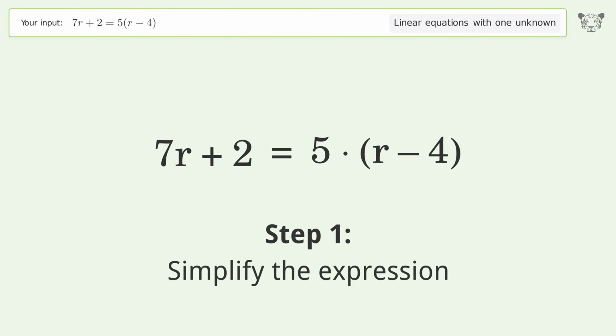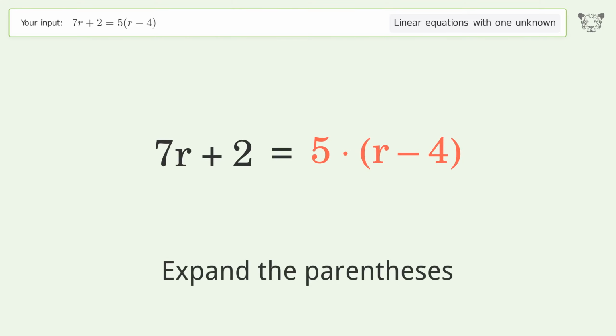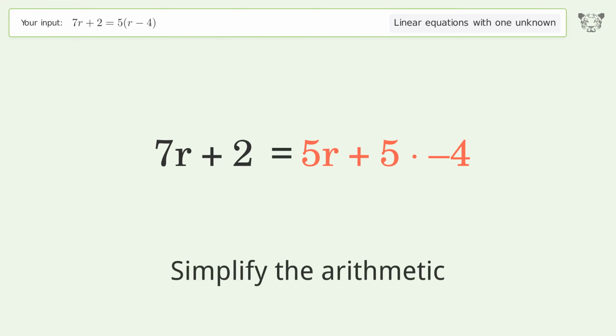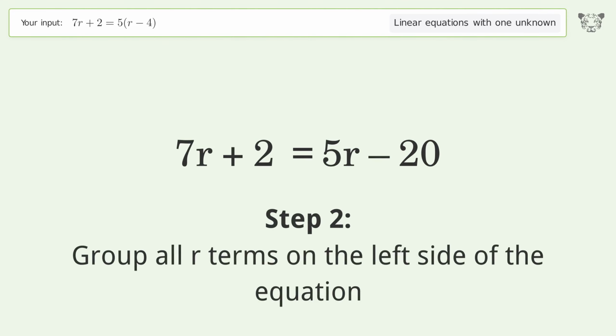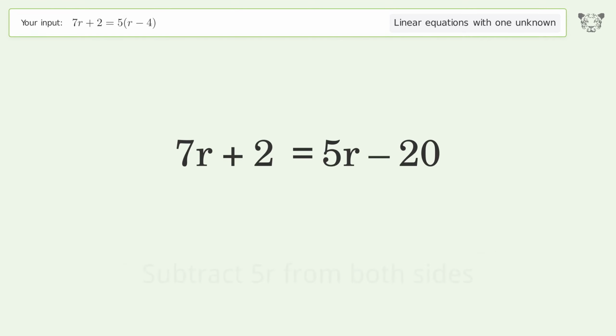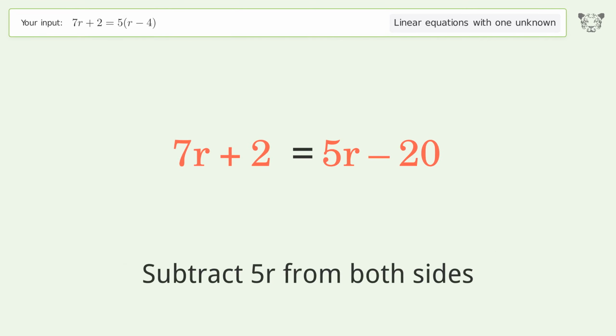Simplify the expression. Expand the parentheses. Simplify the arithmetic. Group all r terms on the left side of the equation. Subtract 5r from both sides.